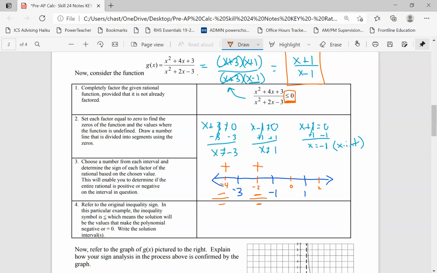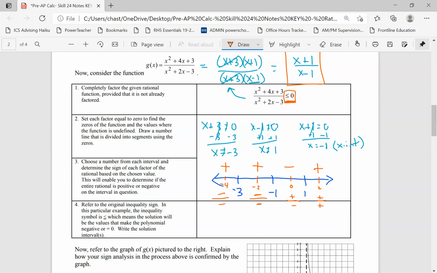When I plug in 0, 0 plus 1 is positive, and 0 minus 1 is negative. A positive divided by a negative makes a negative. When I plug in 2 for x, both of those factors are positive, and when you divide two positives, you get a positive. Okay?